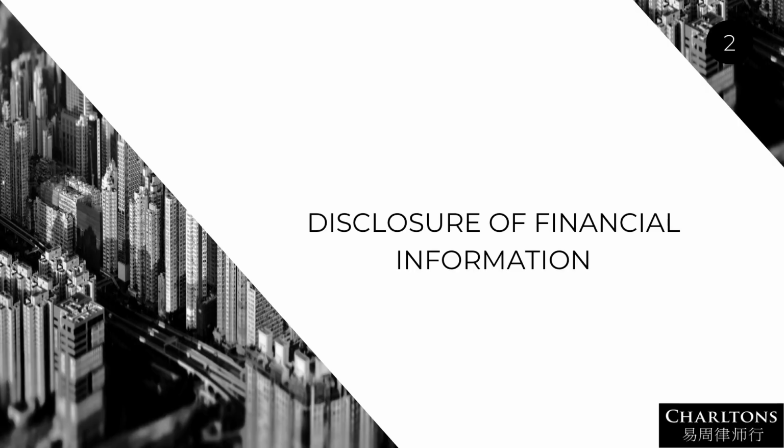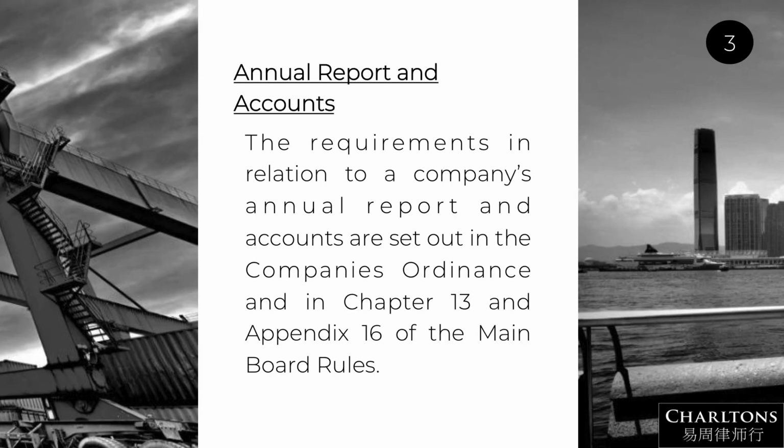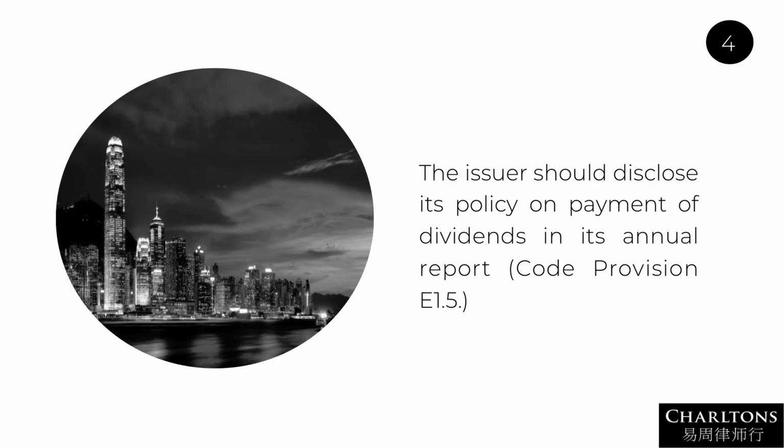11. Disclosure of financial information. 1. Annual report and accounts. The requirements in relation to a company's annual report and accounts are set out in the Companies Ordinance and in Chapter 13 and Appendix 16 of the Main Board Rules. The issuer should disclose its policy on payment of dividends in its annual report, Code Provision E.1.5.